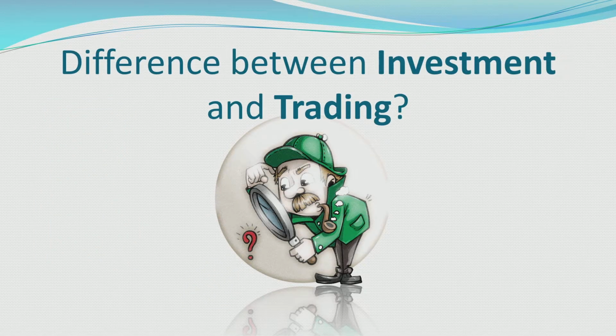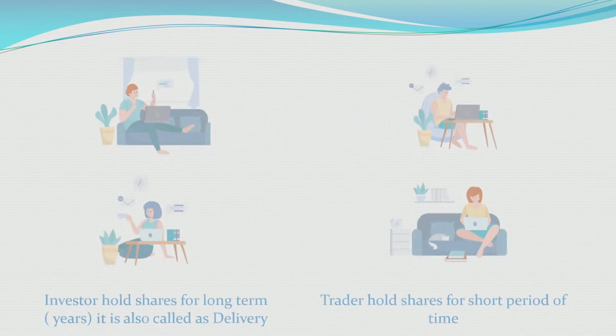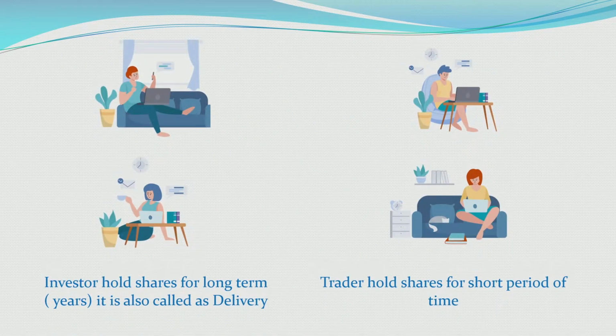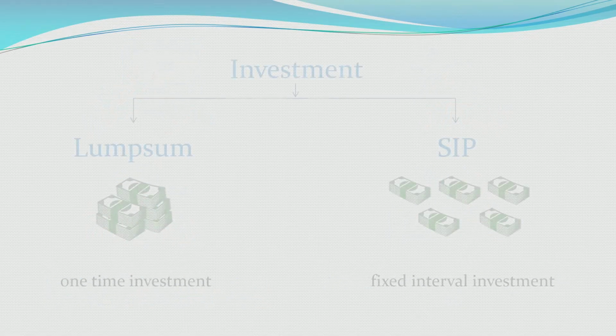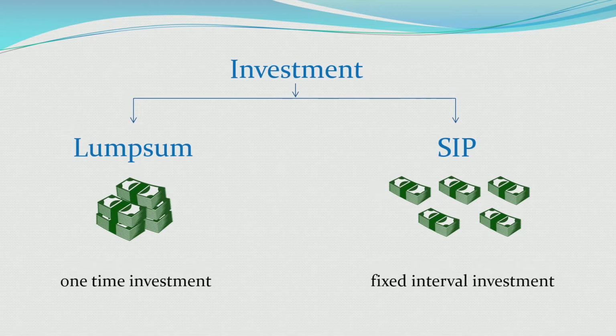Difference between investment and trading. In investment, an investor invests or holds shares for the long term or years. It is also called delivery. Whereas in trading, shares are held for a short period of time. There are basically two types of investment, lump sum and systematic investment planning or SIP. Lump sum investment means investing the whole amount at one time, whereas systematic investment planning means dividing the whole amount into a few parts and investing each part at regular intervals of time.